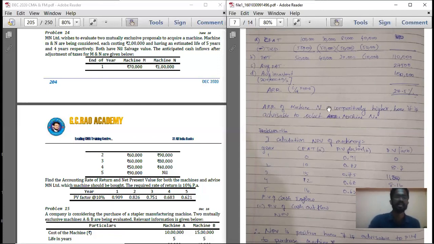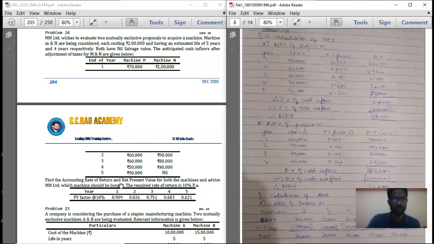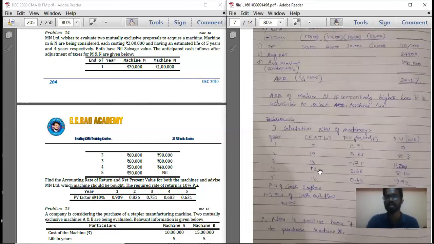See, here we commented only on the basis of ARR, but we didn't comment on the basis of NPV because there is life disparity. They asked us to find out NPV, so we calculated NPV, whereas we didn't comment on it because NPV is not the technique to use if there is life disparity. If two different options have two different lifetimes, then NPV cannot be used as a capital budgeting technique to evaluate the options. So we are commenting only using ARR. That's it. Very simple.